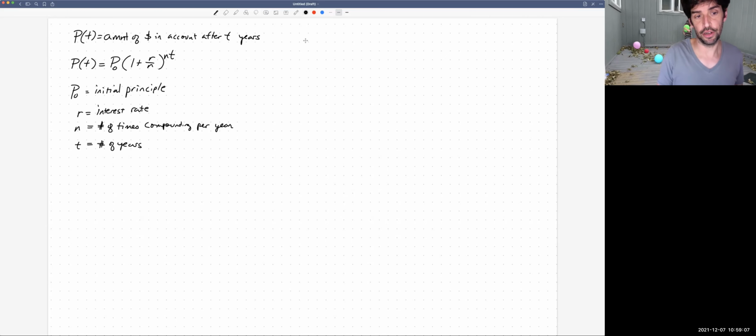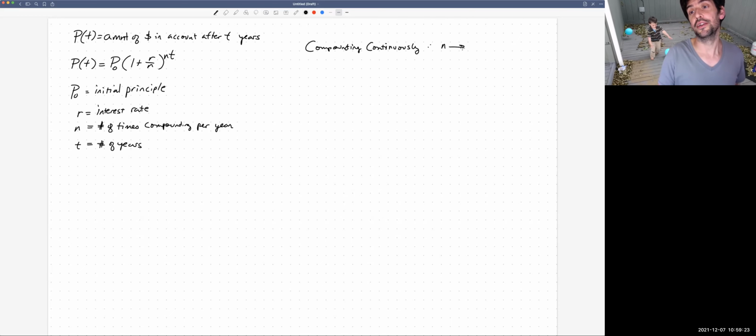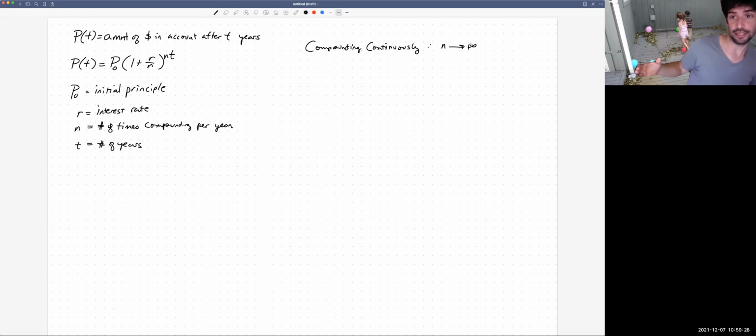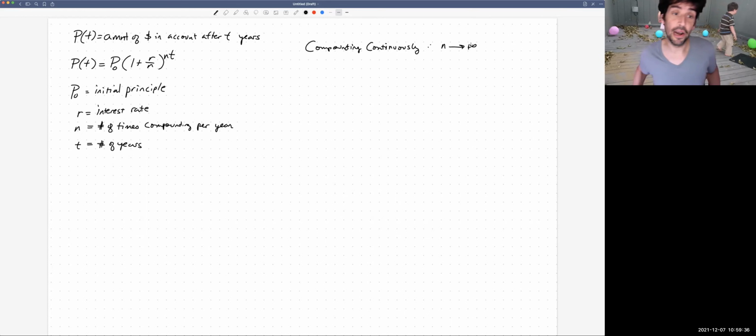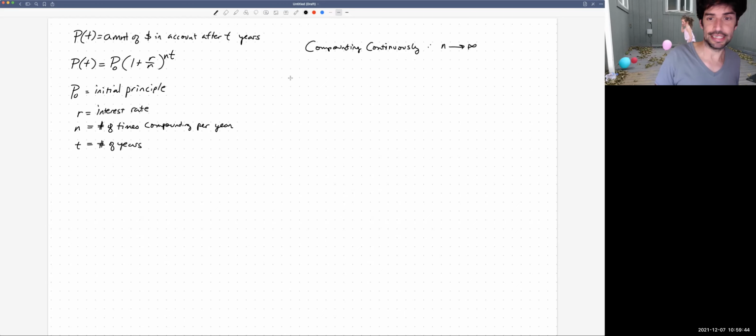We could talk about compounding continuously. We can think about this as n going to infinity, right? The number of times per year that you compound is infinite or is approaching infinity. And let's see what's happening to this function. It's surprising, perhaps, it doesn't just give you infinite money, it sort of lands on something in the middle. So let's take a look at that.